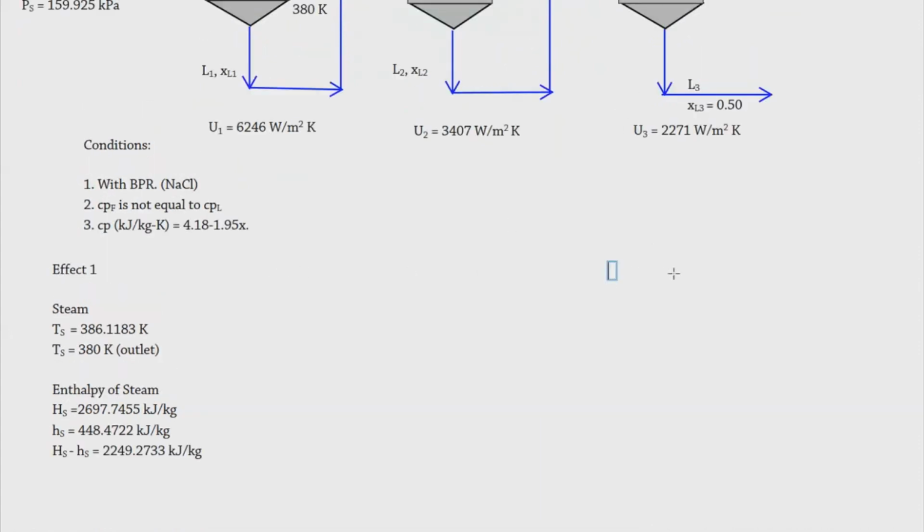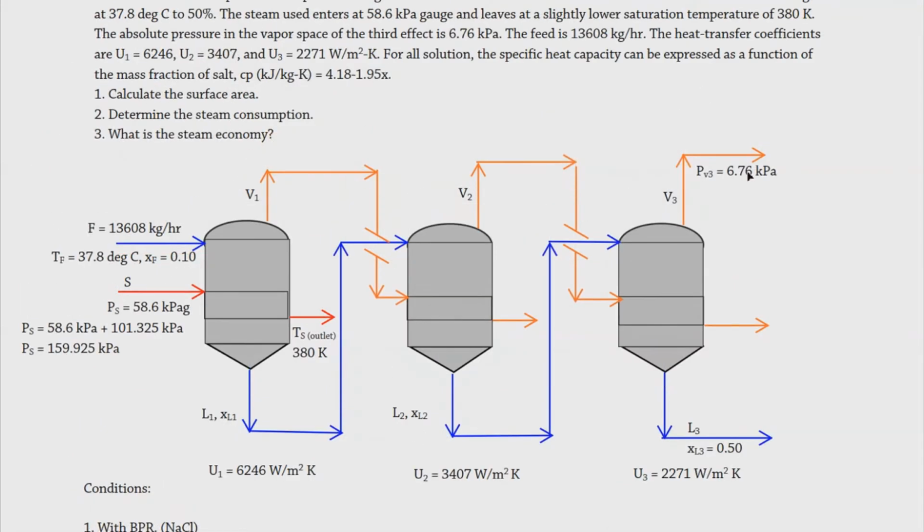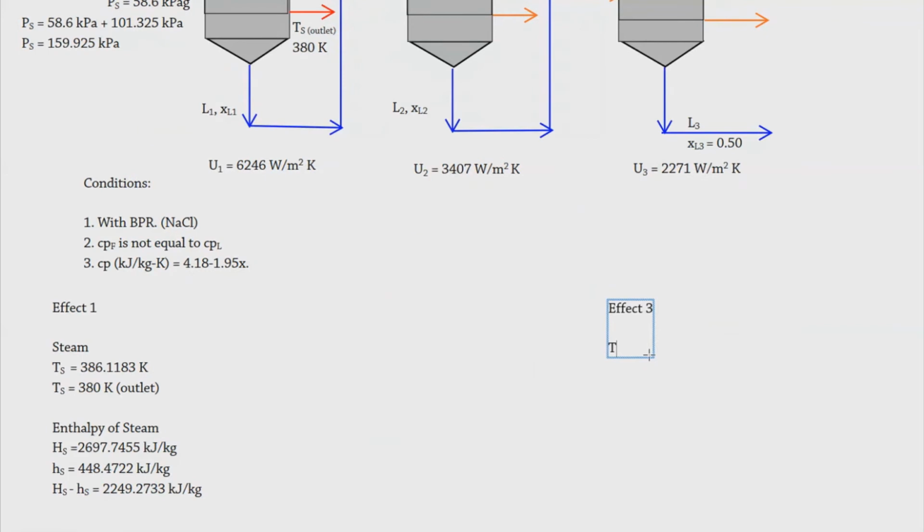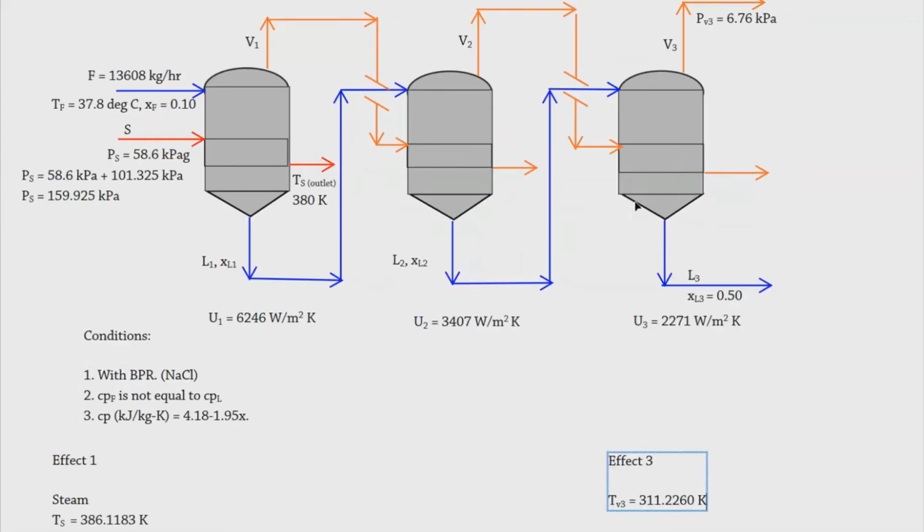So, dito ko siya lalagay, effect 3, yung mga pwede natin na makuha based on the given. So, we know very well na yung ating pressure right here is 6.76 kilopascal absolute. So, from that, we can just solve for the vapor space temperature at the third effect. So, doing that, you will be able to get 311.2260 Kelvin. So, yun yung ating temperature dito sa ating vapor space.